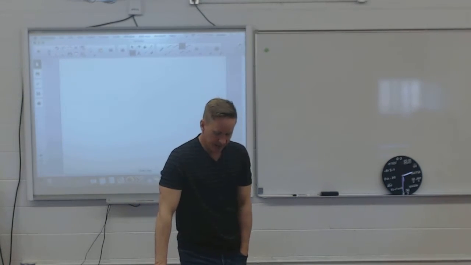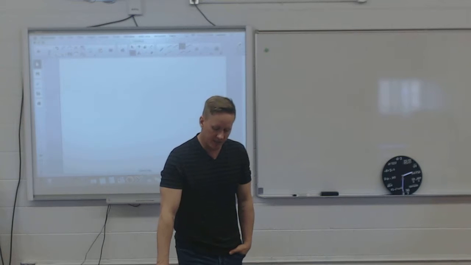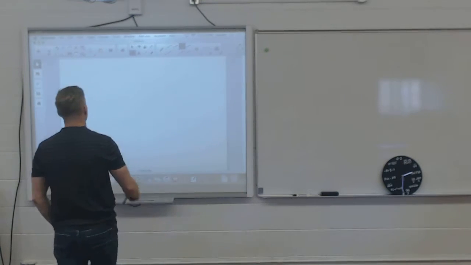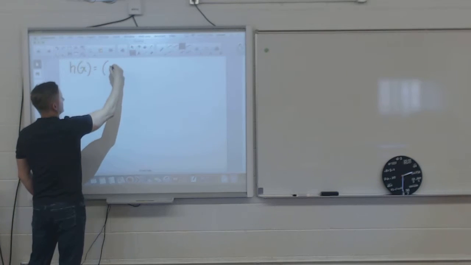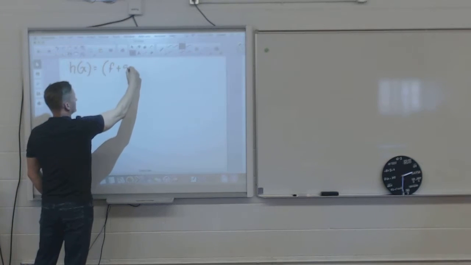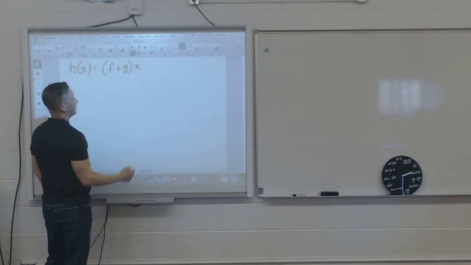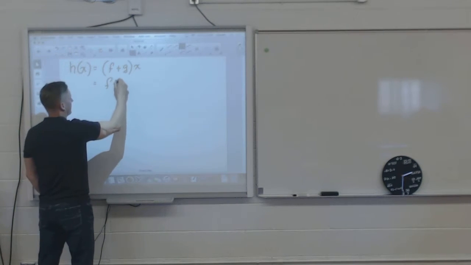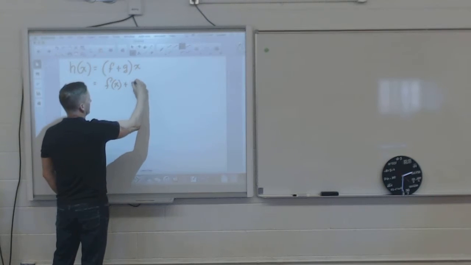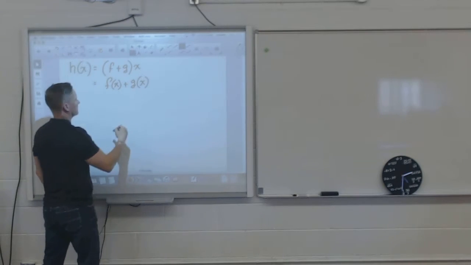All right, consider the following. f of x equals x plus 1 and g of x equals 2x subtract 5. Determine the equation h of x. So h of x is when I take the f of x function and I add it to the g of x function. So basically what it's saying is this, f of x plus g of x.